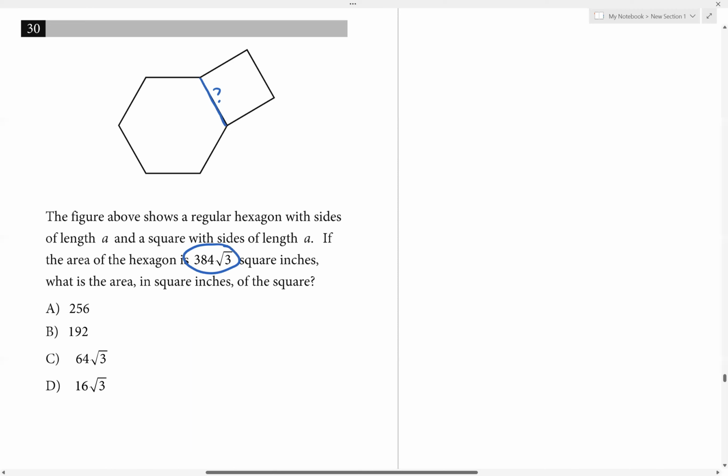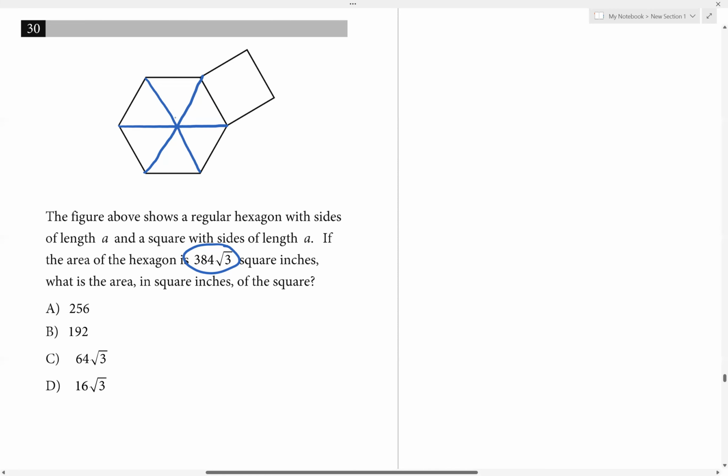We know it's a regular hexagon. That means all 6 sides are the same, and the area is 384 square root of 3. For a hexagon, we can split it up into 6 little triangles, and each triangle here will be an equilateral triangle. How do we know that?